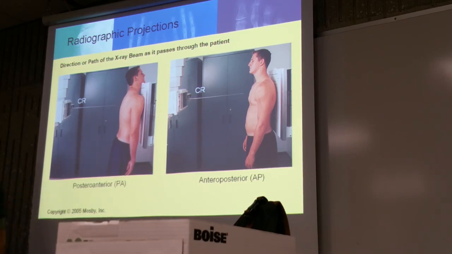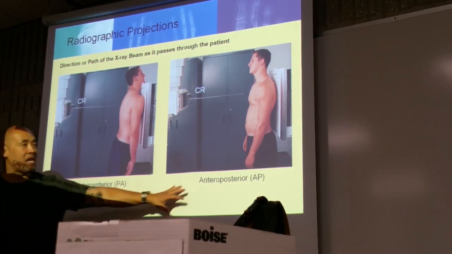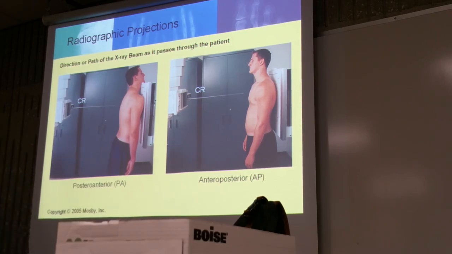Now, if the X-ray beam entered my anterior surface and exited my posterior surface, what is that called? Antero-posterior projection, or AP for short. This is a PA projection, this is an AP projection. Okay? Got that?